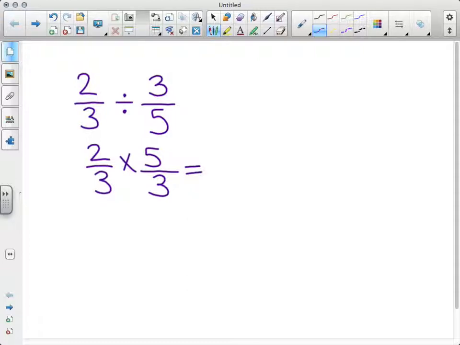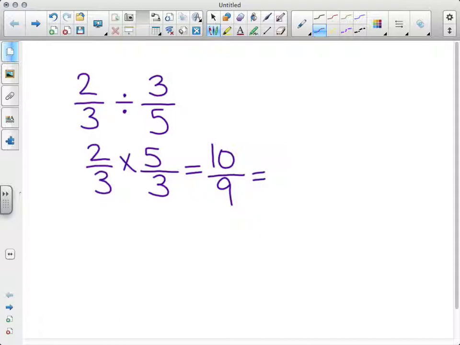And then you multiply across. So you do 2 times 5, which is 10, and 3 times 3, which is 9. You do the numerator times the numerator, and the denominator times the denominator. And I get 10 ninths. I don't like 10 ninths. I want to reduce that a little bit.